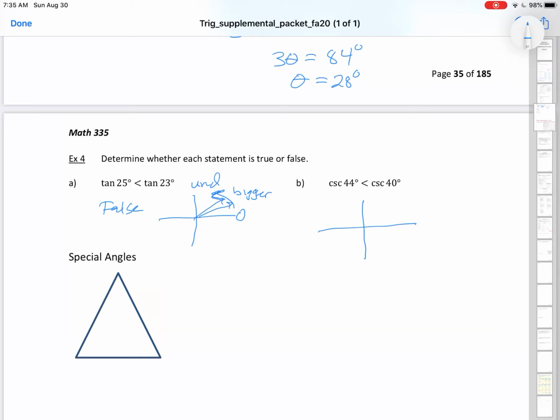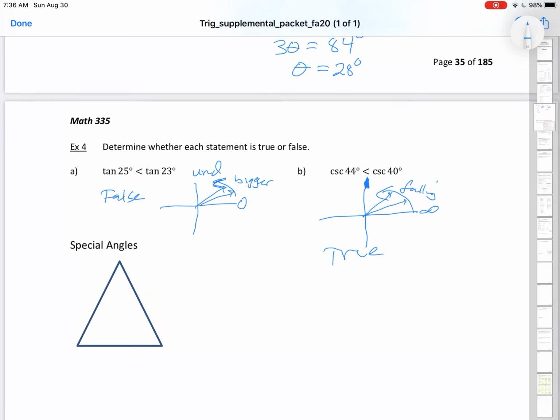Now, cosecant is the flip of sine. If I think about sine for a minute, sine starts at 0, right? Sine corresponds to y, so its flip would start at infinity or undefined. And then it would go down, and sine here is 1. As we saw before, sine of 90 degrees is 1, so we are falling. And so where is cosecant of 44? And cosecant of 40? That seems like a true statement then, right? That cosecant of 44 would be less than cosecant of 40.